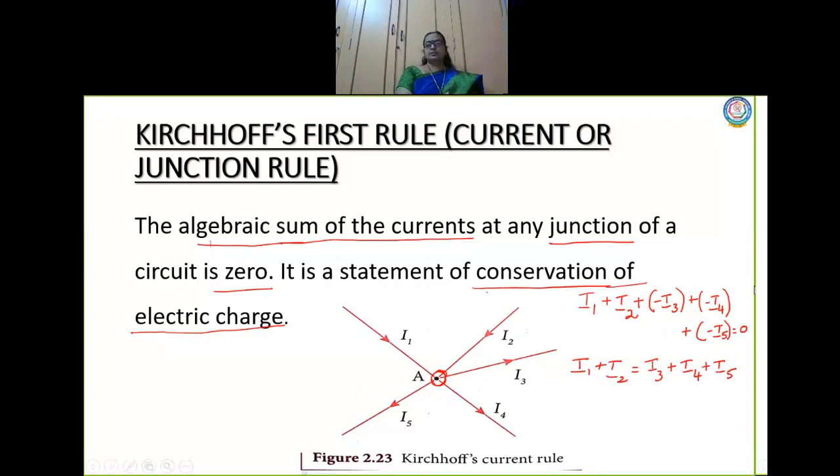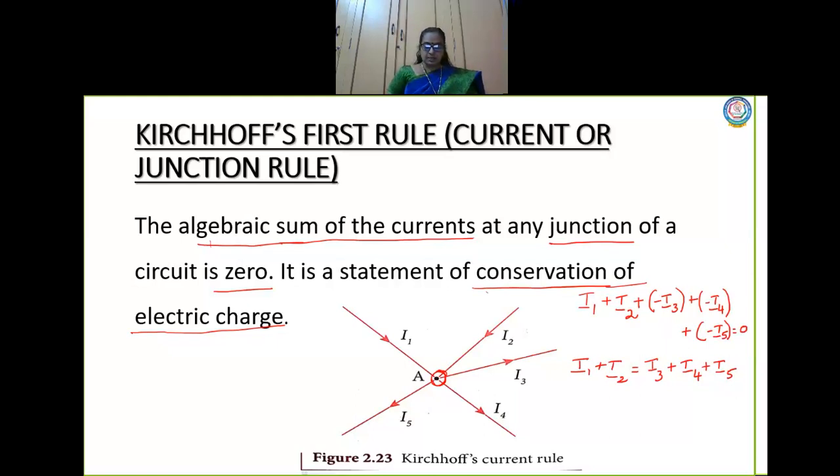So this is with respect to Kirchhoff's current law, or otherwise it is also called the junction rule. Hope you understand this concept very clearly, children. Now take your book. Let me read the point which is there in the textbook, children, page number 107.